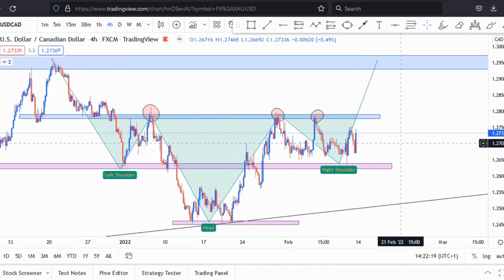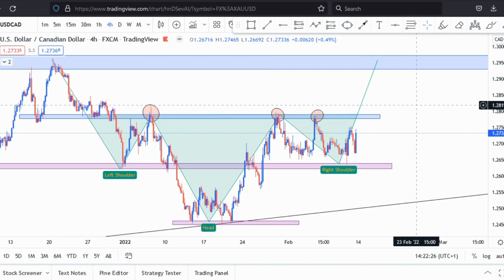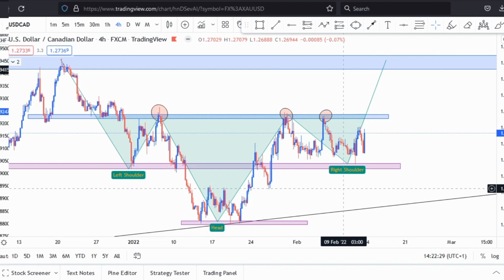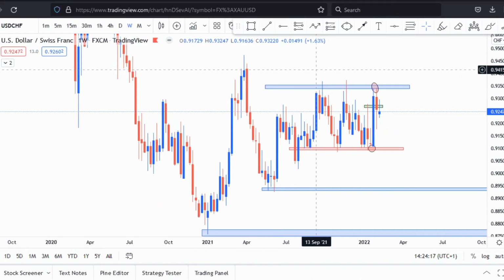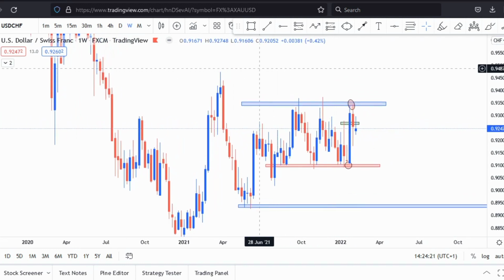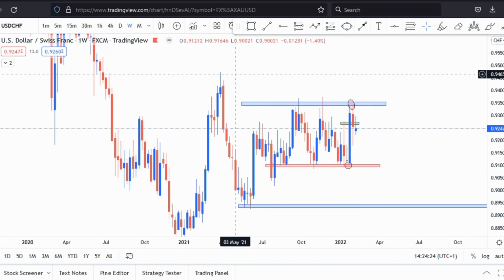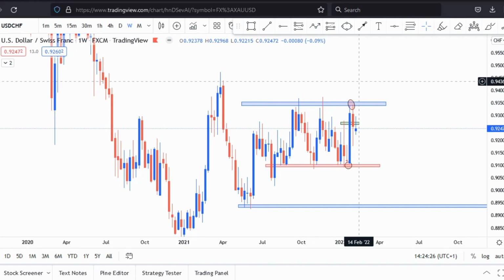I'm going to give my analysis for USD Swiss franc and USDJPY next. So for USD Swiss franc, again, we'll be looking at the weekly time frame, and then we'll work our way down to the 4 hourly time frame.